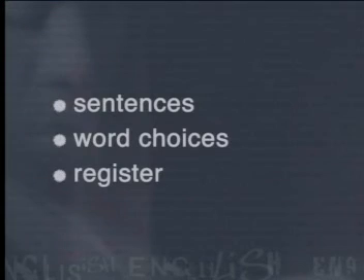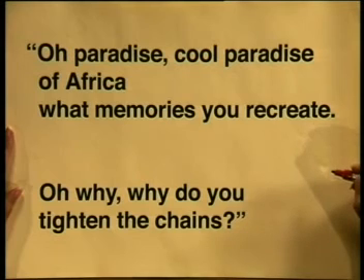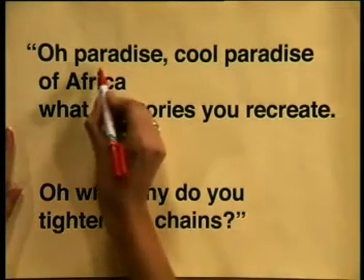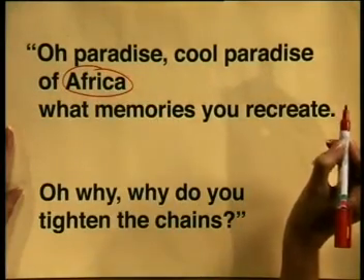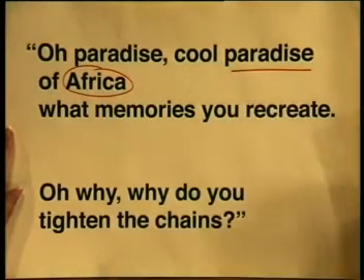Let's start by looking at the style of Dangor's writing. You'll remember from previous lessons that when you comment on style, you need to talk about the sentences, word choices, and register that have been used. So let's consider these. Obviously, Dangor's subject is familiar to all of us here. He is writing about Africa, and he's calling it paradise. His style is informal, and the language he uses is uncomplicated and direct.